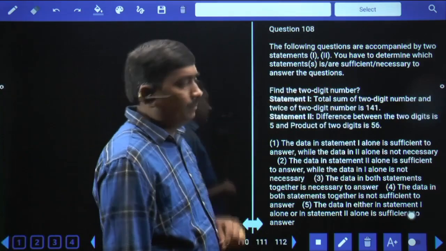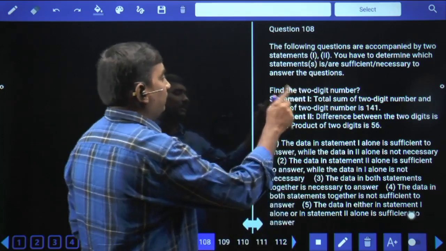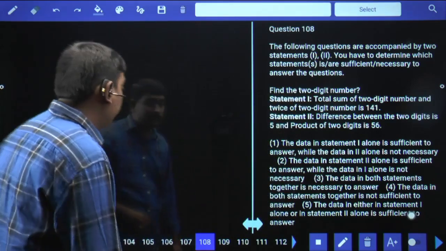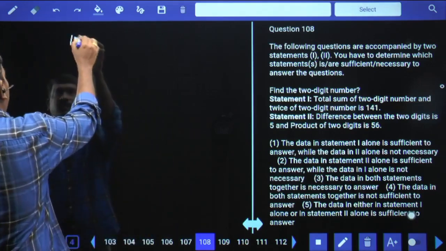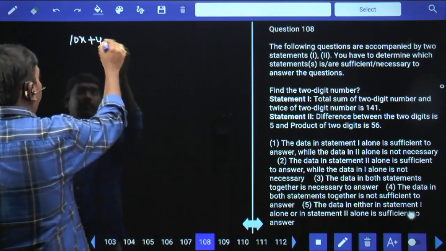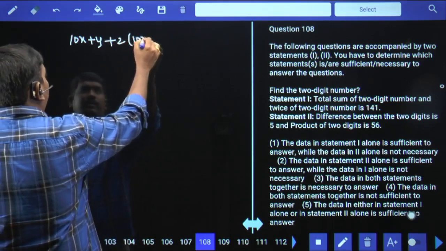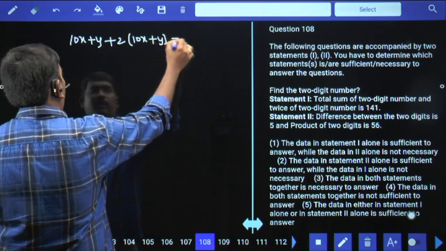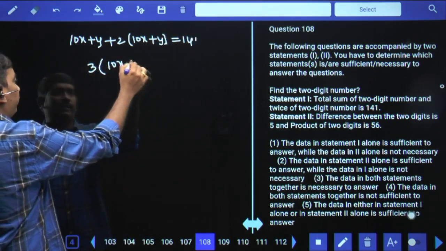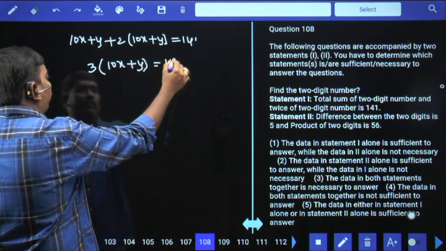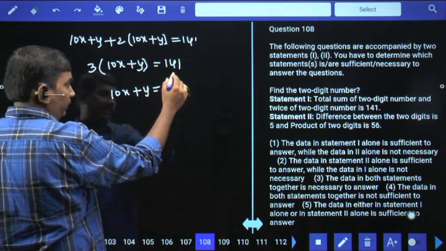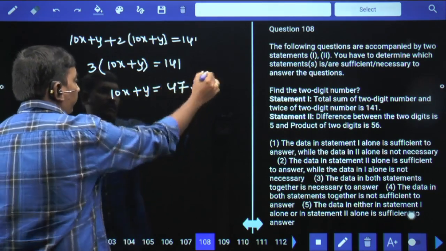Find the 2-digit number. The total sum of the 2-digit number and twice the 2-digit number is 141. A 2-digit number means 10x plus y. The format is 10x plus y plus twice the 2-digit number, and the total sum is given as 141. It means 3 times the 2-digit number is 141. From here we can say the 2-digit number is 141 by 3, which is 47. 1 alone is sufficient.